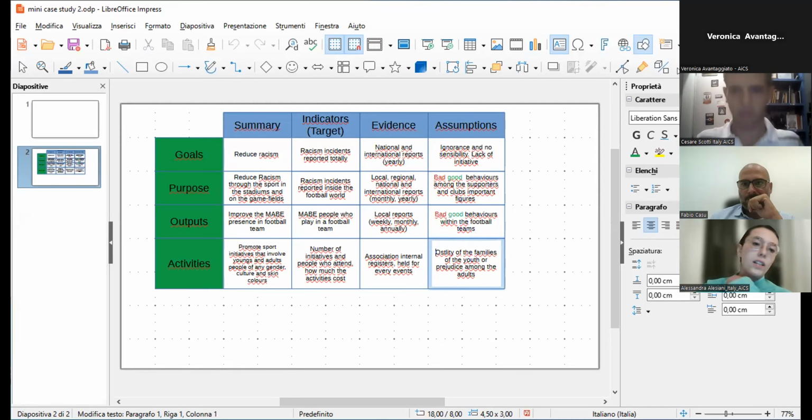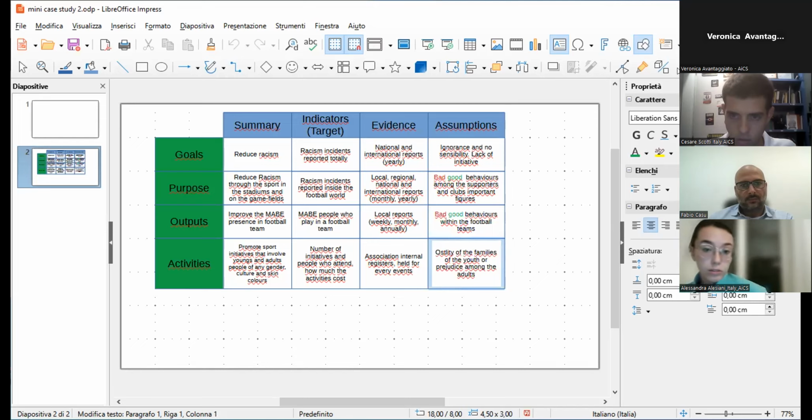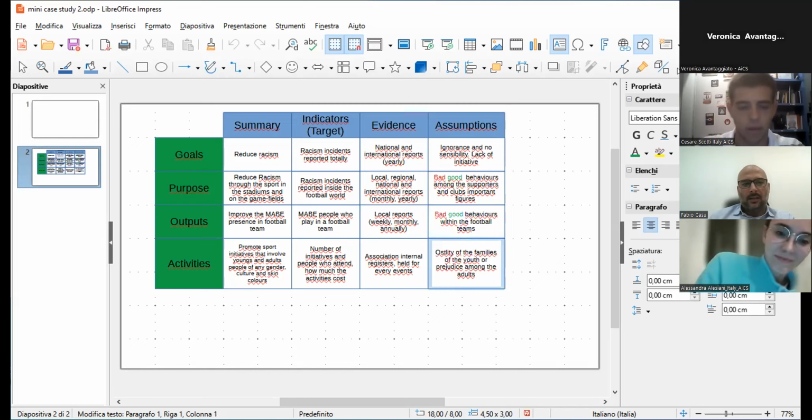Yes, and of course they also seem to be crucial when you are promoting an activity like the one that Cesare decided to think about. Of course, they just have to change from bad to good behaviors. Okay. I think that is very good.